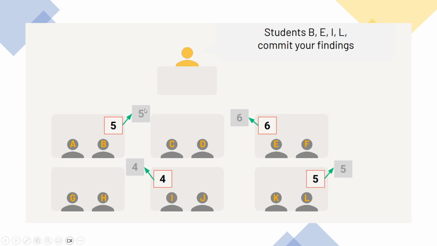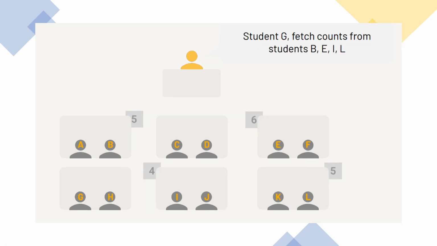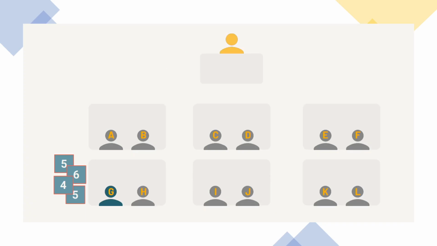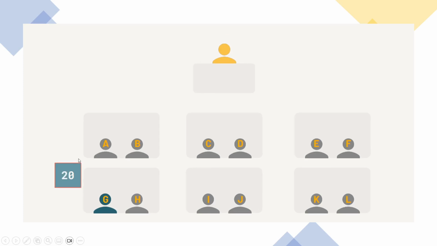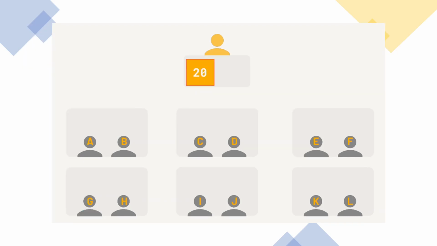So student B found that the pieces in his bag was 5. Student I has counted 4 pieces. Student E counted 6 pieces, and student L counted 5 pieces, right? Now the driver says, student Z fetch the counts from the other students and perform a total count. So student Z here performs a total count, and he returns the results to the teacher, to the driver node. That would be 20 in our case.